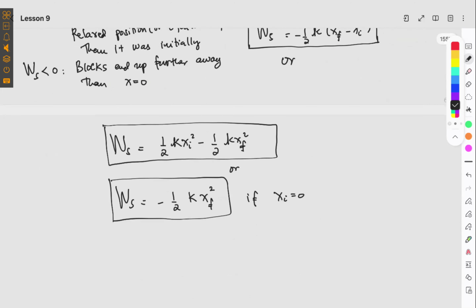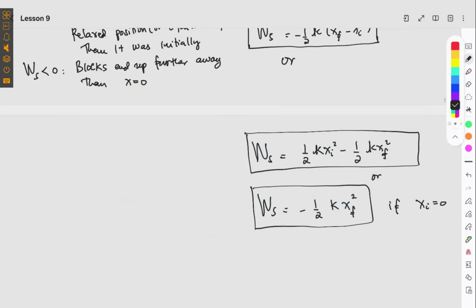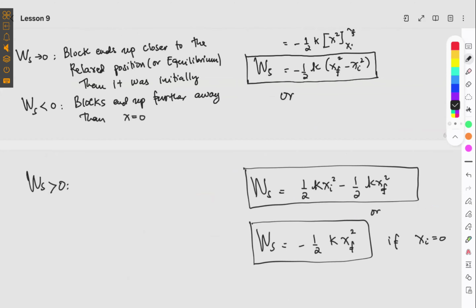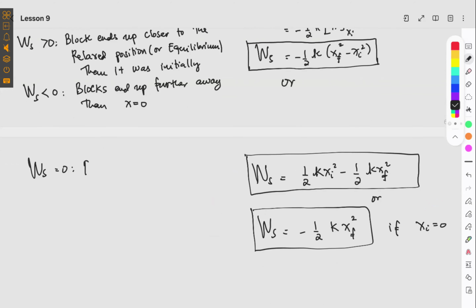And then if your work of the spring is greater than 0, sorry, yes, this one was greater. If this is equal to 0, the block ends up at x equals 0.